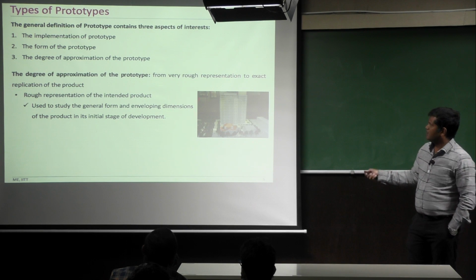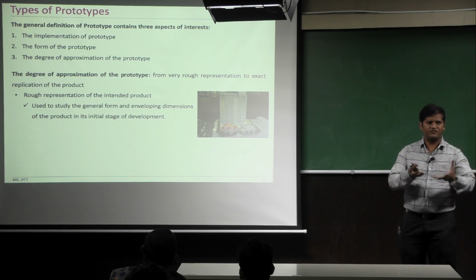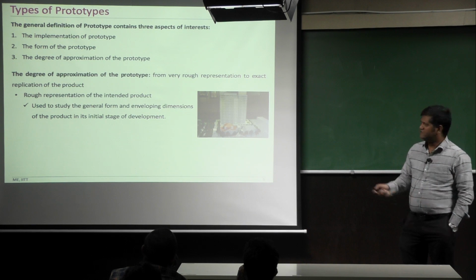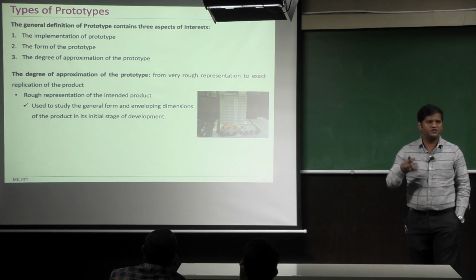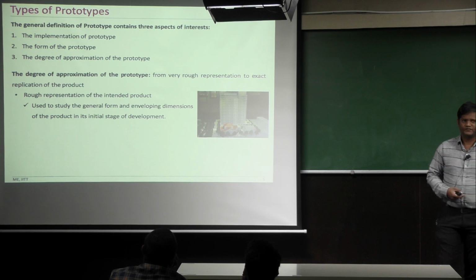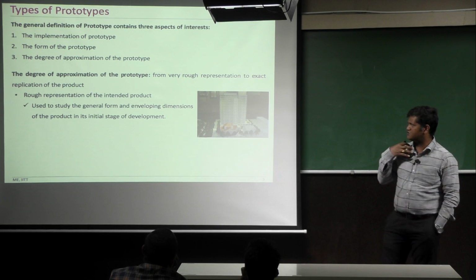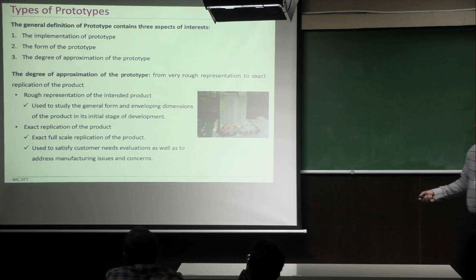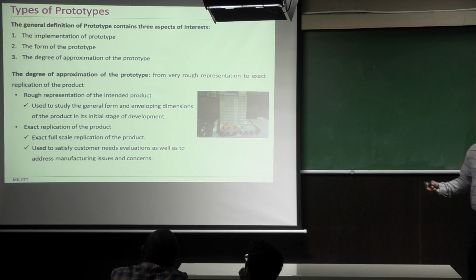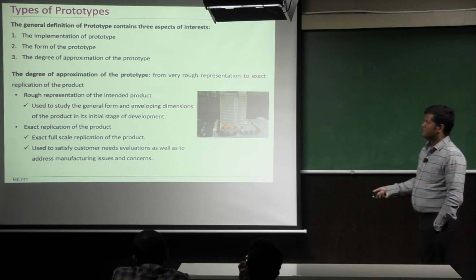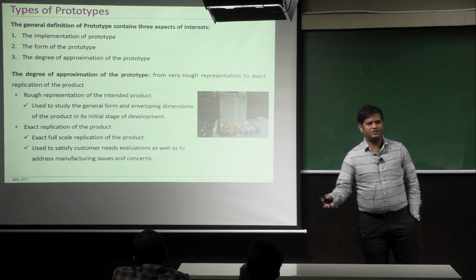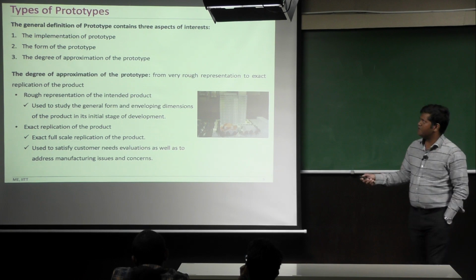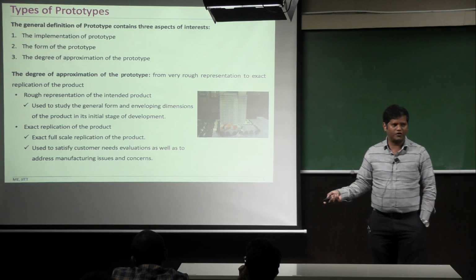It gives the general form and the envelope dimensions of the multi-story building. This kind of rough representation can be used during the initial stage of the design, just to get a feel for the concept of the design. On the other hand, the exact application of the product, that is a full scale product, can be used for the evaluation and finalizing the design. So these are the three important aspects of interest related to prototype.